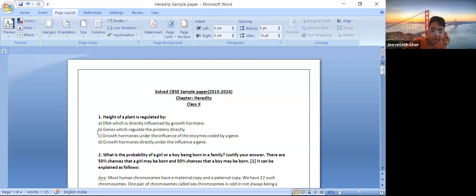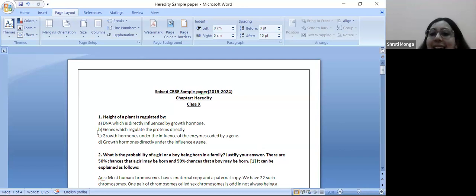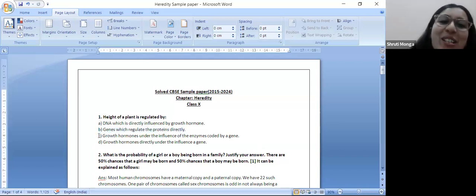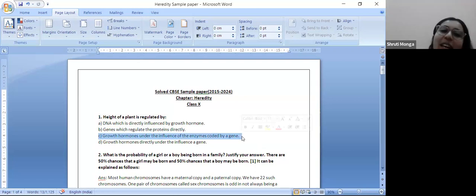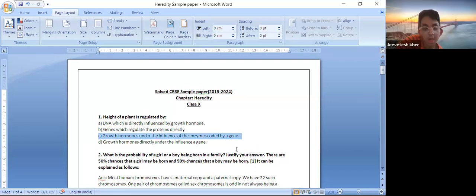Mom, it's option B. Yes, very good. No. Sorry. No, it's option C. It's option C. Yeah. Okay. Growth hormones under the influence of the enzymes coded by a gene. Okay.